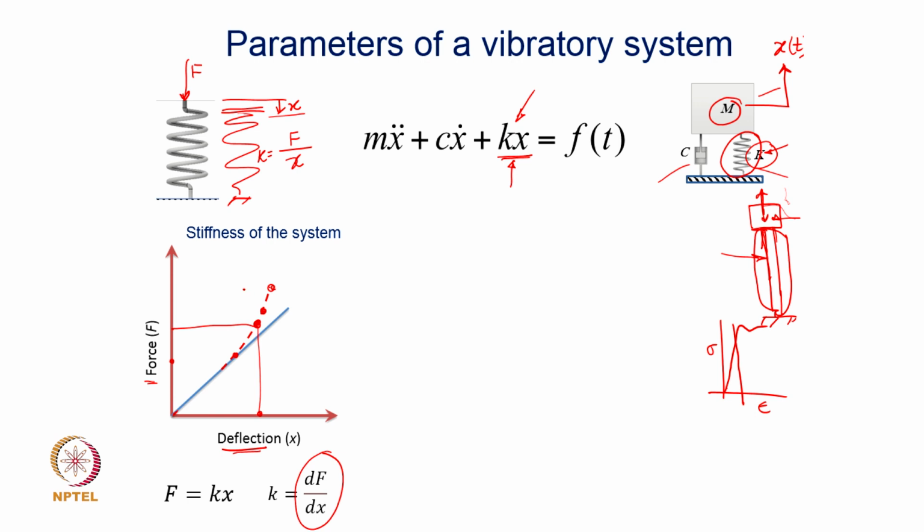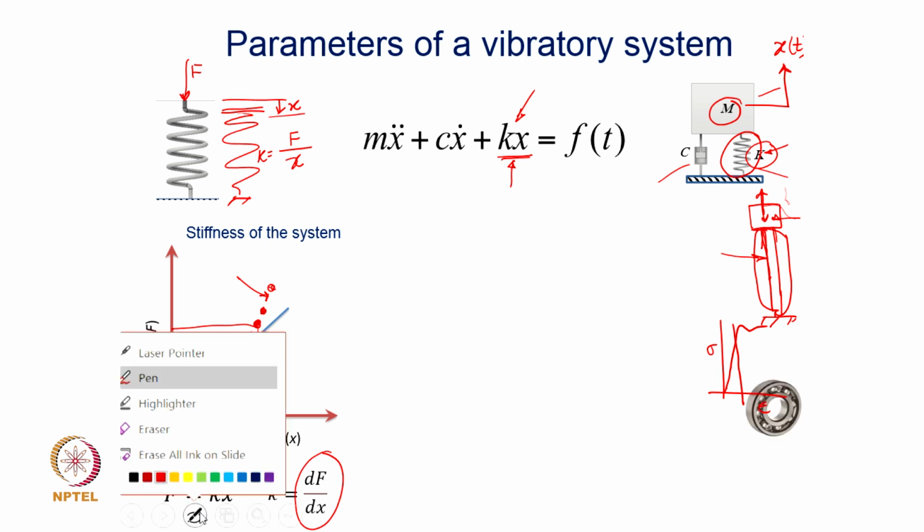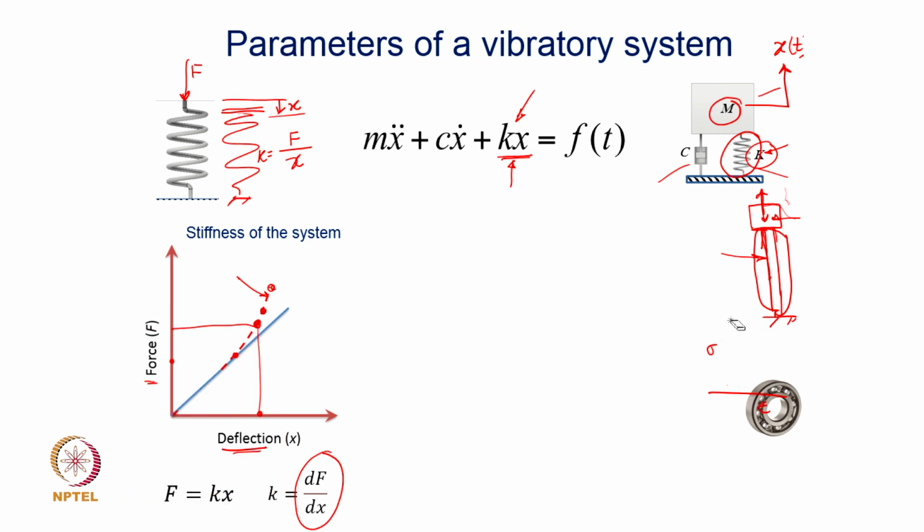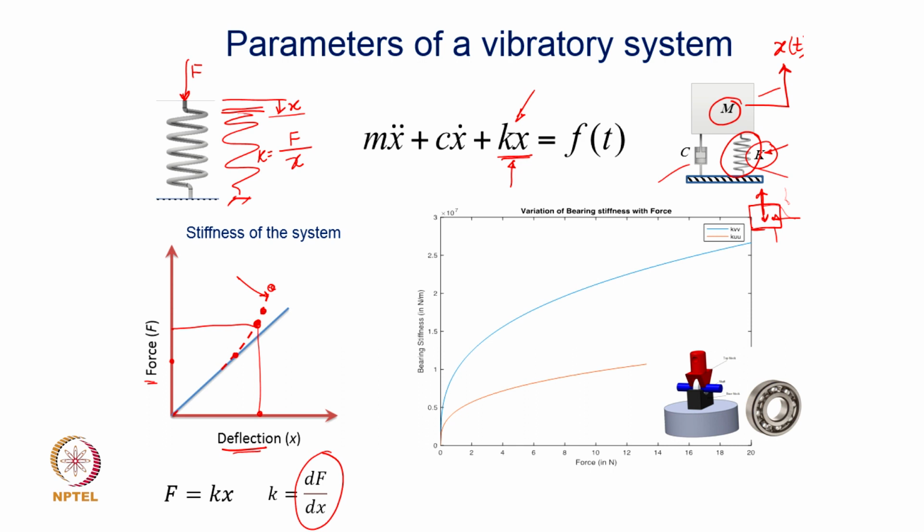Now, this is typically called in the literature the hard spring behavior, where the restoring force increases non-linearly with deflection and deviates from a linear relationship. You can expect this kind of non-linearity in a practical element such as a bearing. So, it is possible to show that this bearing has a stiffness which is a function of the force itself.